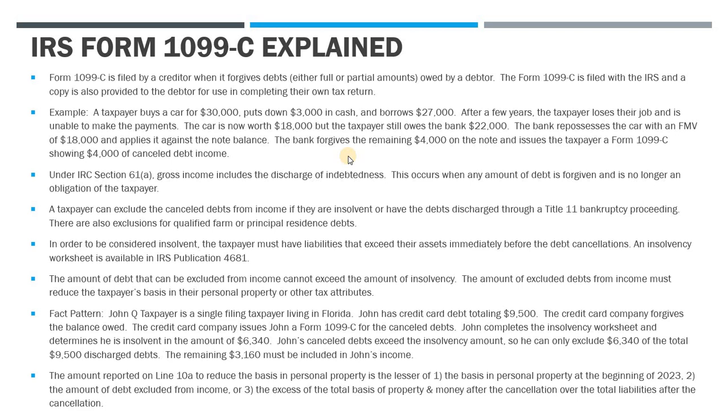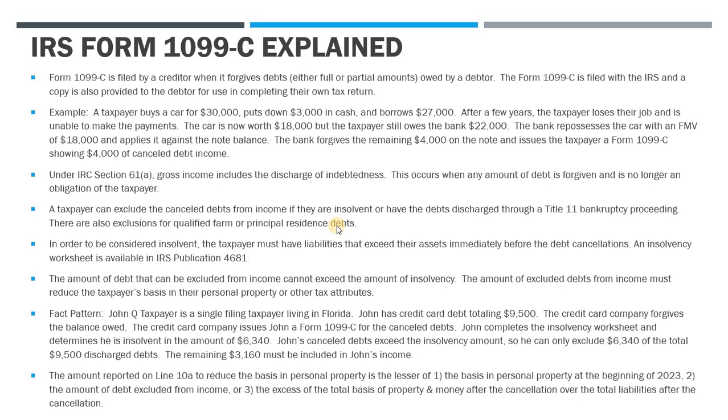Now, when you have forgiven debts, the general rule is that is included in gross income. So under Section 61(a), gross income includes the amount of discharge of indebtedness, right? So when you have a balance on a loan forgiven, that's going to be income to you. Now, this is where we get into the insolvency or the bankruptcy exception. So you can exclude canceled debt amounts from income if you, as a taxpayer, are insolvent, or you had the debts just discharged during bankruptcy.